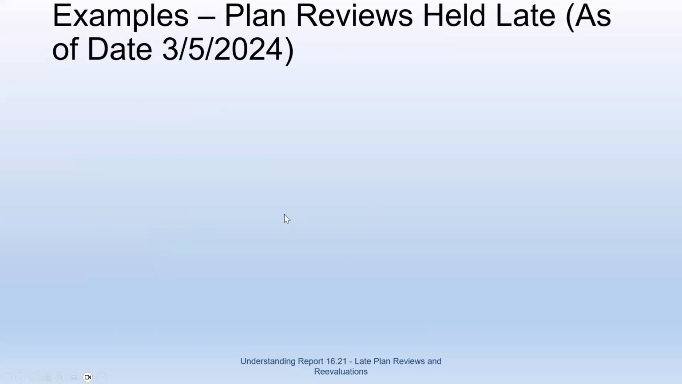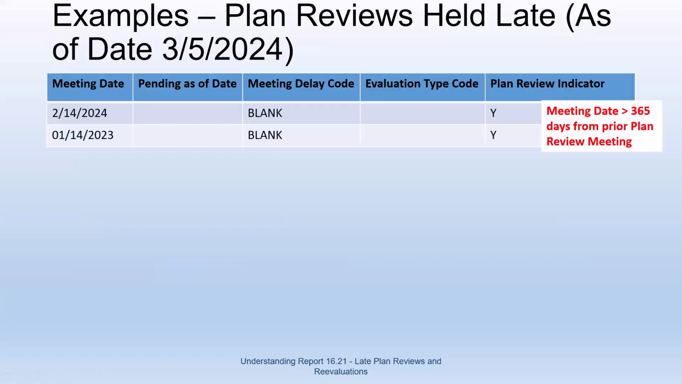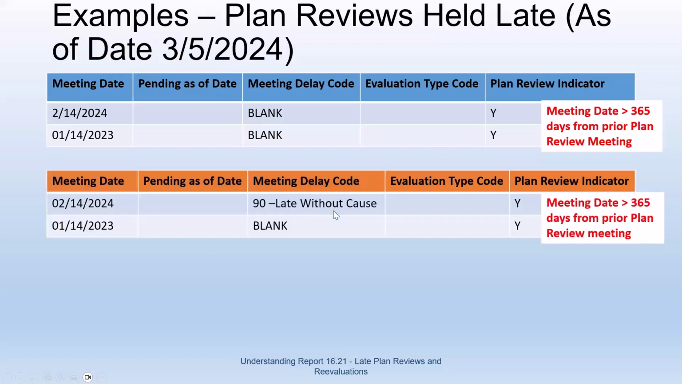Again, we're using that same report as of date of March 5th. Okay, so we've got two meetings. The meeting has been held. This plan review has been held. The meeting delay code is blank, okay? So it's categorized as a plan review held late because the meeting date for the second meeting, February 14th, 2024, was greater than 365 days from the prior plan review meeting.